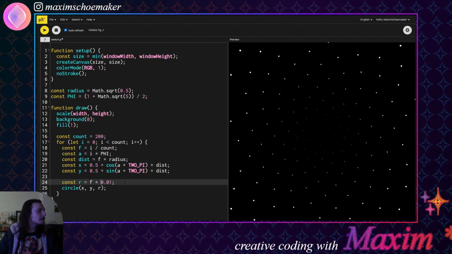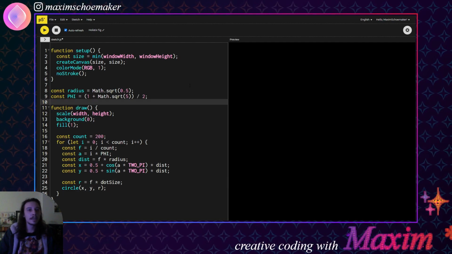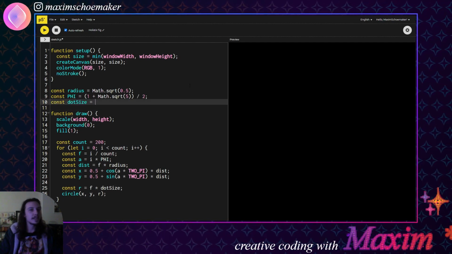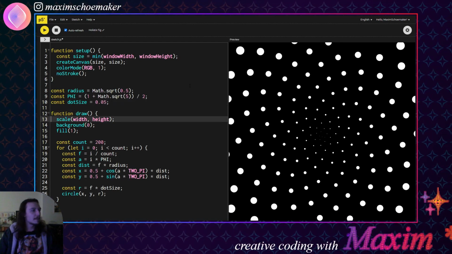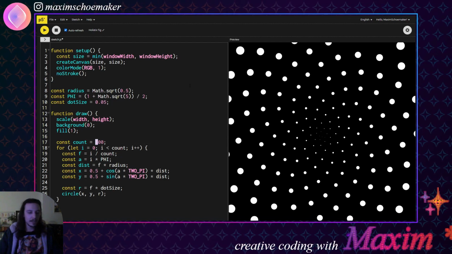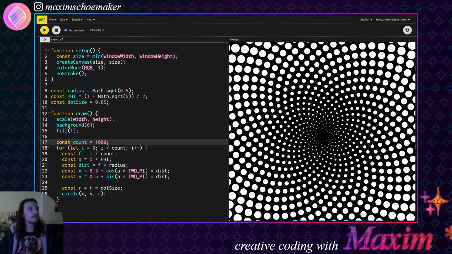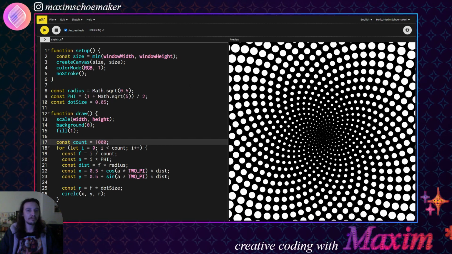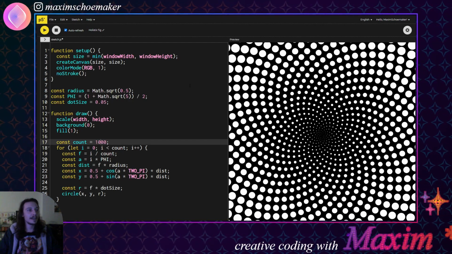And now we can make it a bunch smaller. Let's turn this into a variable, call it dot size. Let's say dot size is, alright. Then if we up the count to 1,000, voila, there you go. And that's the visual that I showed you at the beginning. I hope that was clear, and stick around for the second bit of this video, where I will show you how to animate this and how to color it.